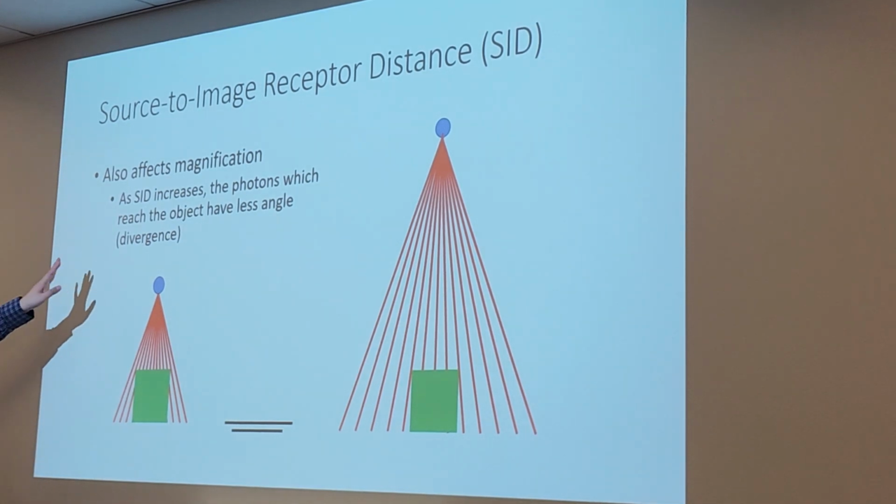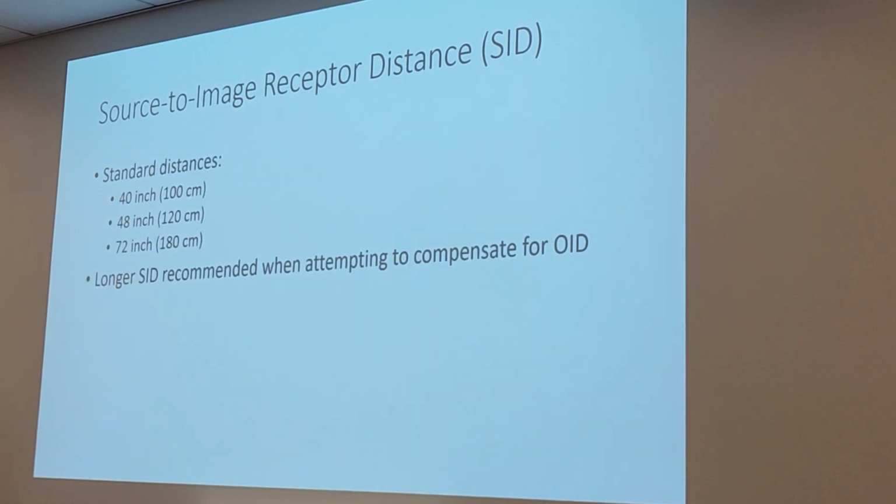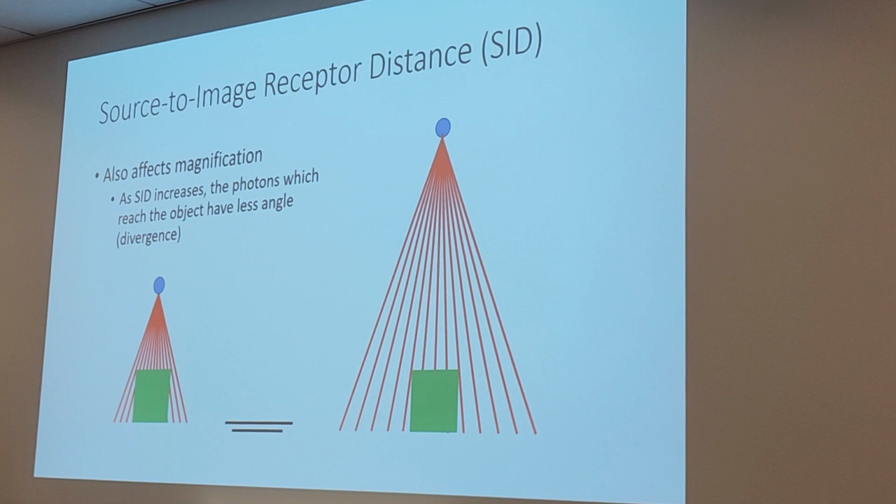So this is just based on the divergence of the beam, right? The fact that X-rays come out at this angle is spread out, divergence of the beam. You said a small SID gives what? Small SID, more magnification, more divergence.